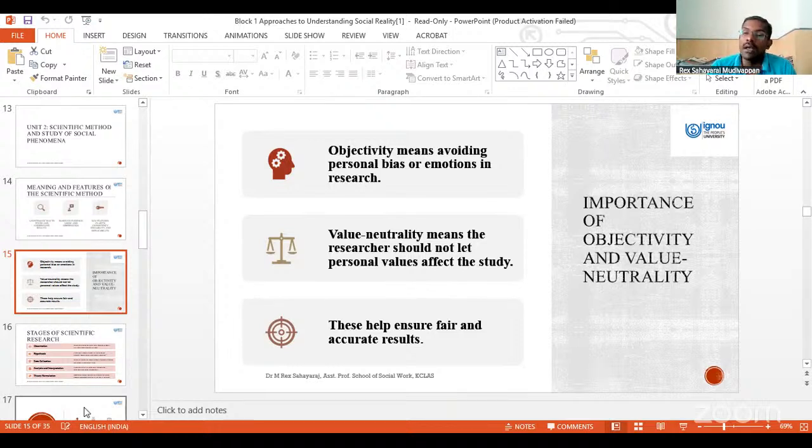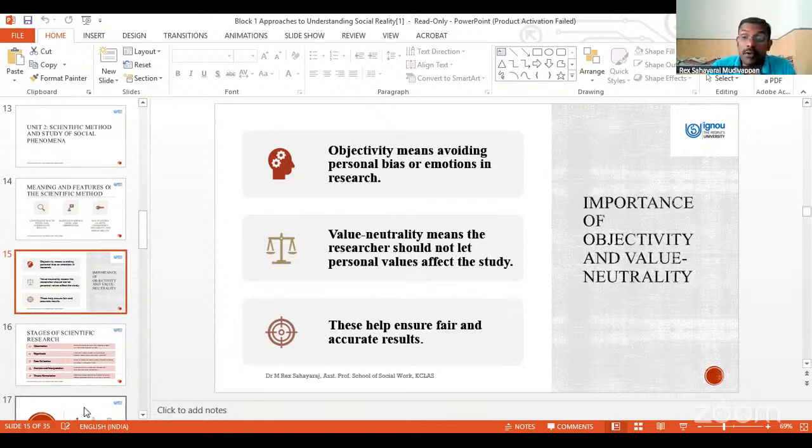For example, if I want to study children who are victims of sexual abuse, definitely it will give a lot of emotional disturbance to us. But as a researcher, I need to balance my emotions. I should not cry in front of the child when I collect data. I should be very stable, and I should not have any personal bias towards the child.